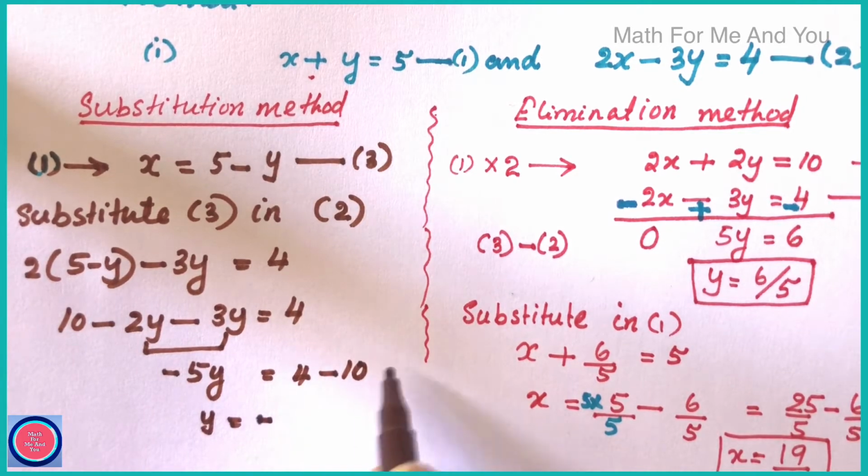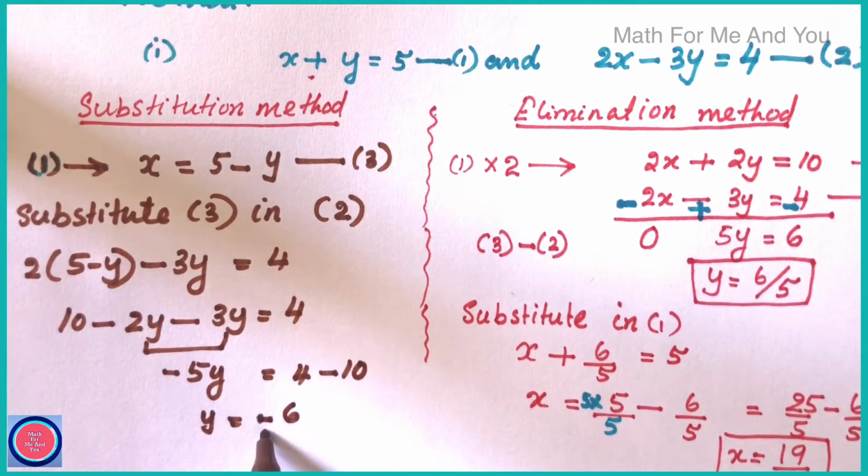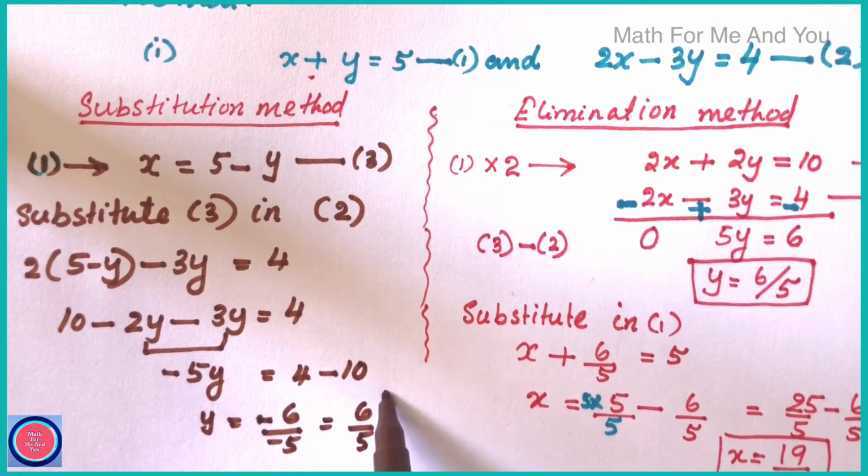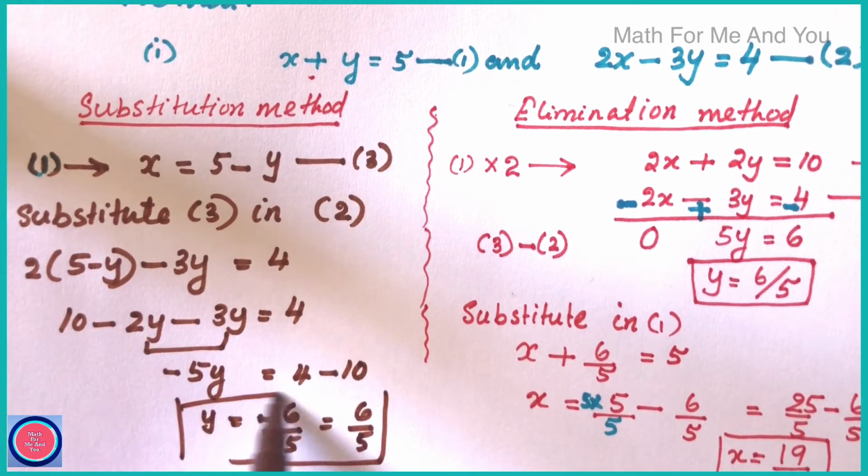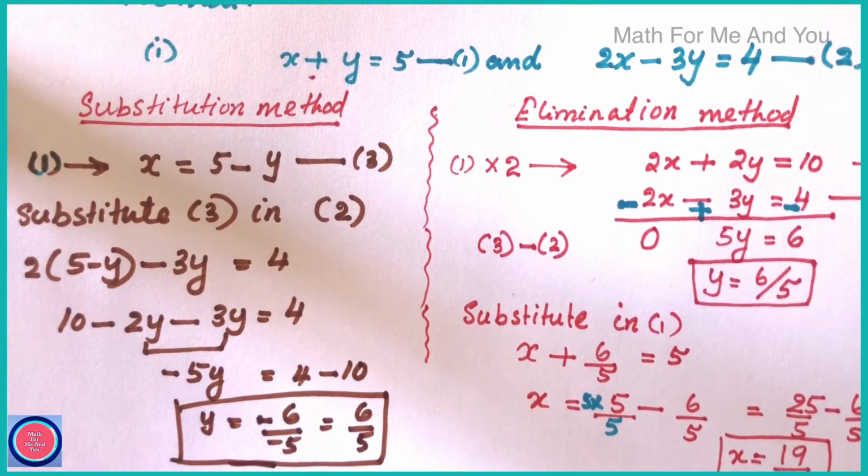So what is y? Y equals minus 6 over minus 5. Negative negative become positive. Answer is 6 over 5. See, we get the same value. Y equals 6 over 5.